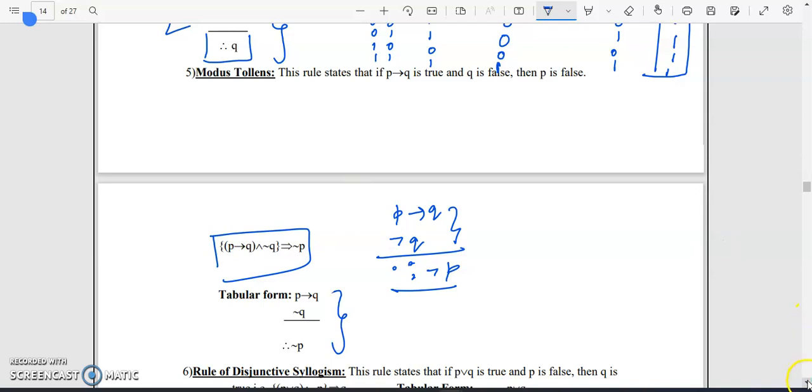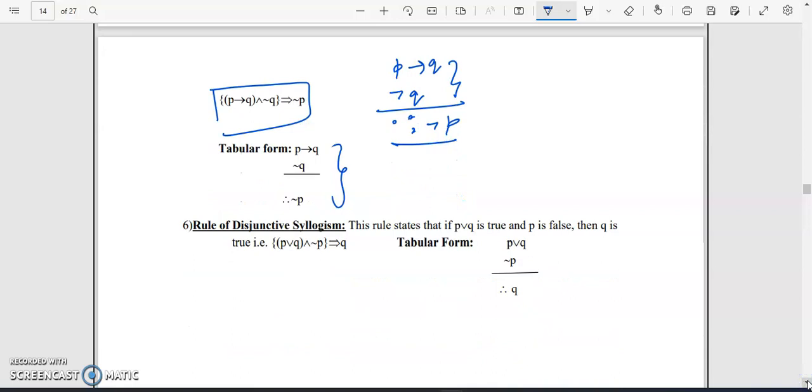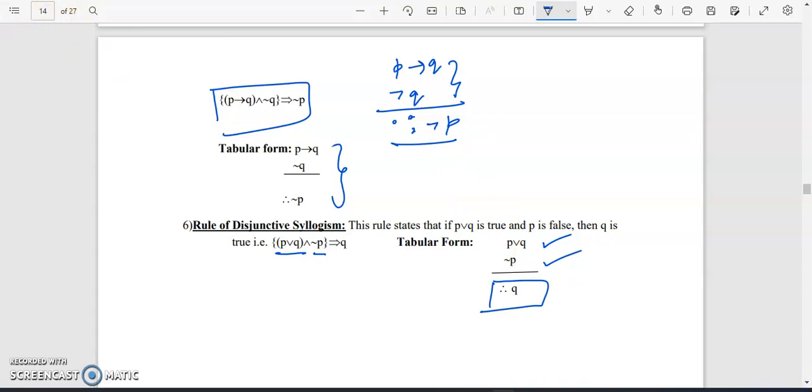Okay, and then the next rule is the rule of disjunctive syllogism. So what is the rule of disjunctive syllogism? If I have P or Q true and negation of P is true, therefore Q is also true. Or we can write it this way also: P or Q and negation of P, therefore Q is true. Okay, so I hope you have understood the concept of these rules of inference. Thank you for watching.